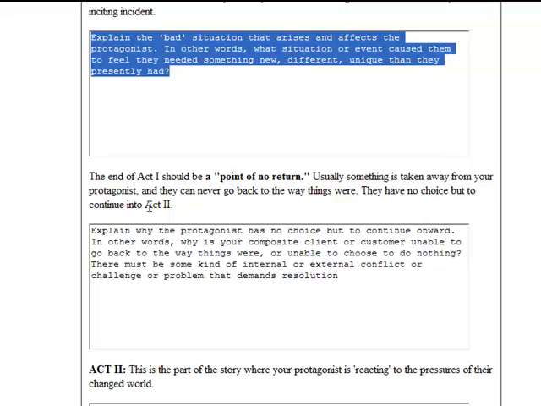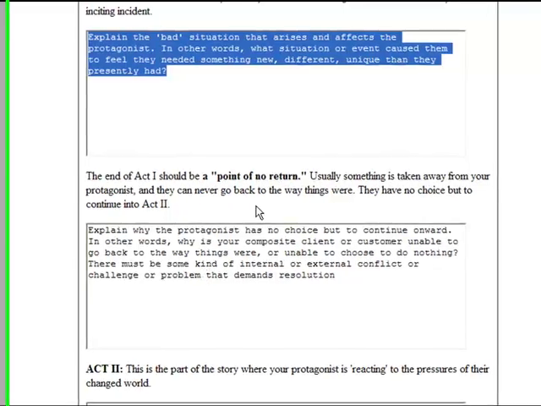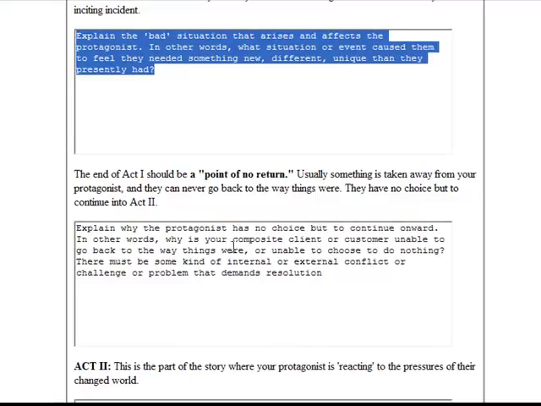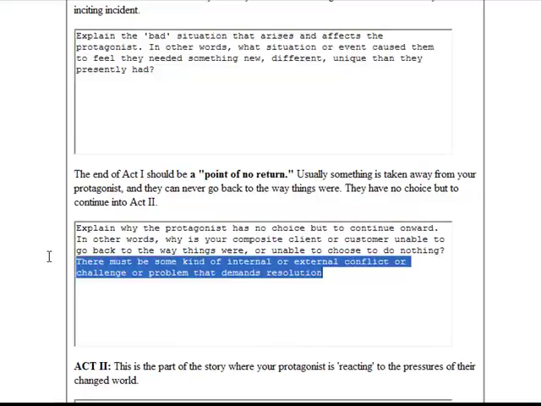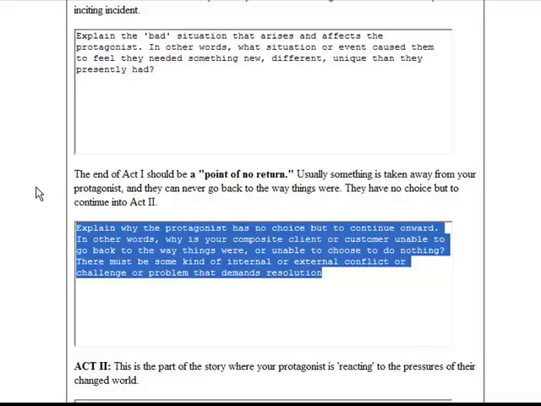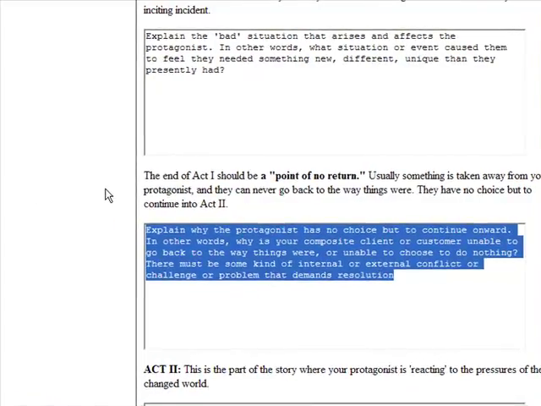Point of no return. At the end of this act, usually something is taken away from your protagonist and they never go back to the way things were. They have no choice but to continue into Act 2. So perhaps you had an employee who was fired, and when they left, their last act of rebellion was to sabotage your company by either destroying records or stealing them. So all of your sales letters, your marketing materials, they're gone. Far-fetched, I know, but it does happen.